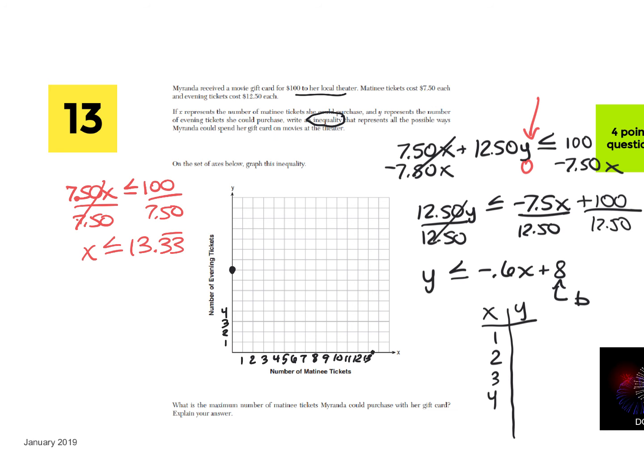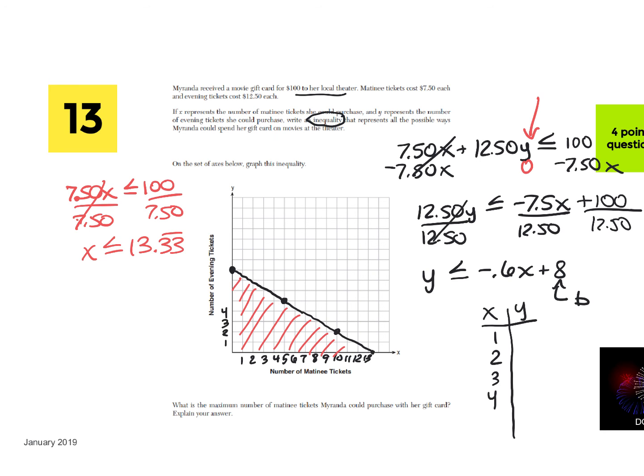Like, for example, 5 times 0.6 gives me 3, well, negative 3 plus 8. So I end up with 5 and 5, just including some perfect spots on there. And then another perfect spot would be 10 and 2, just to give me enough points to do the line like this. Now, because it's less than or equal to, I get a solid line. And it says less than or equal to, so you're going to shade this down below it.